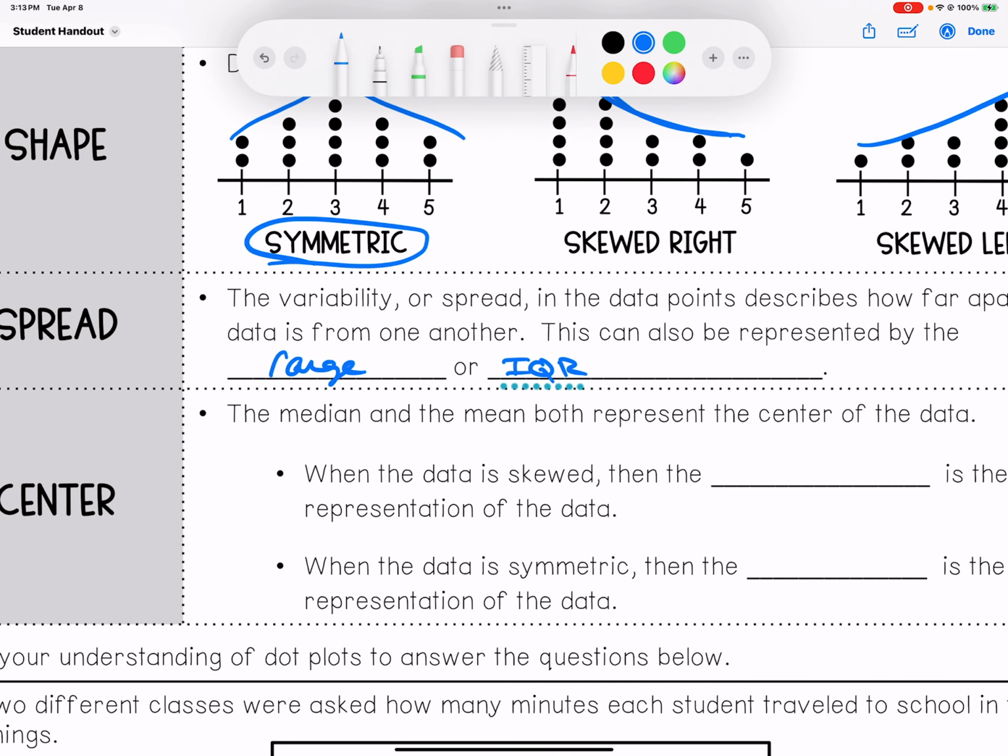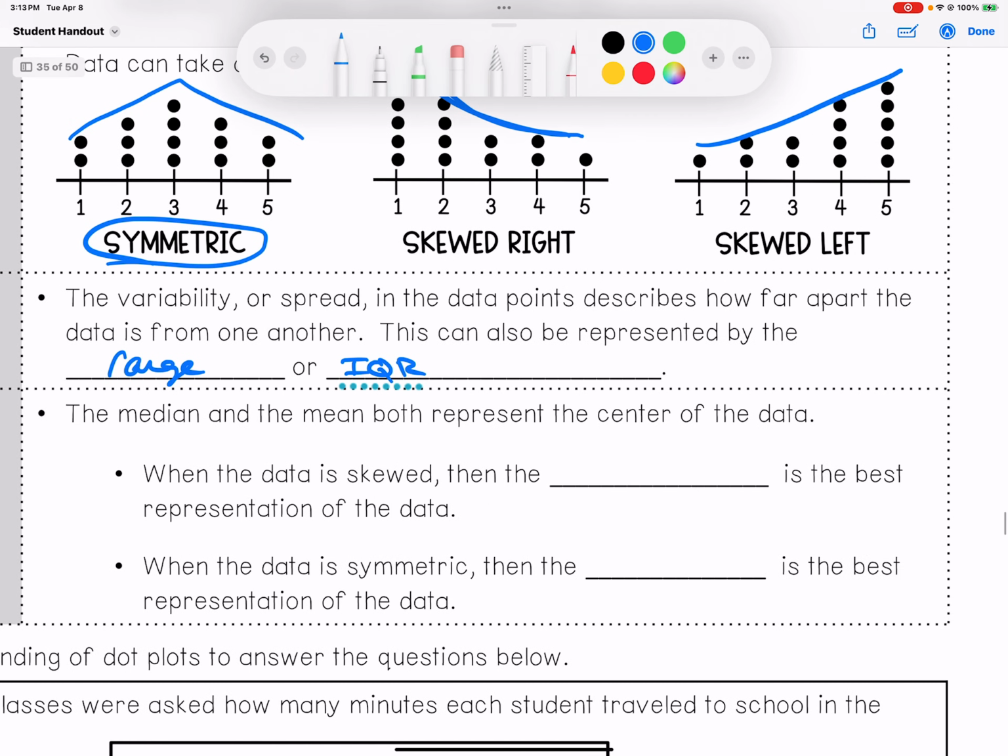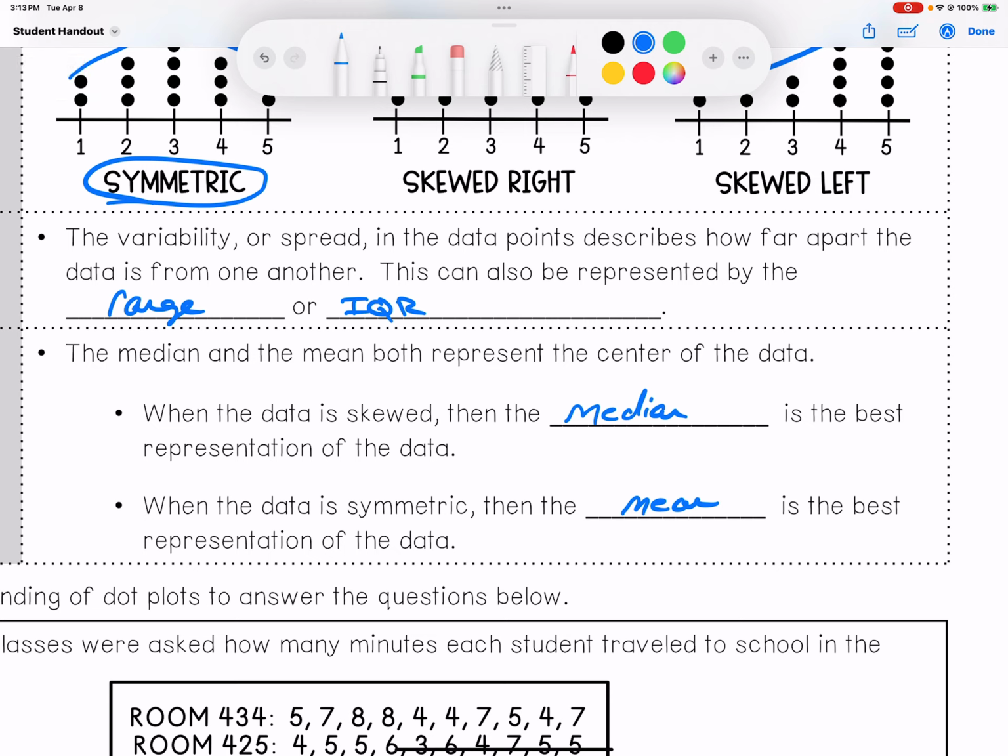The center, the median, and the mean both represent the center of the data. When the data is skewed, the median is the best representation of the data. So when it's skewed, let's look at the median. When the data is symmetric, then the average is the best. So we have to figure out which one is better to use. If the data's skewed, use the median. Like if you're going to have a wreck, get in the median. If everything's going good, stay with the mean.